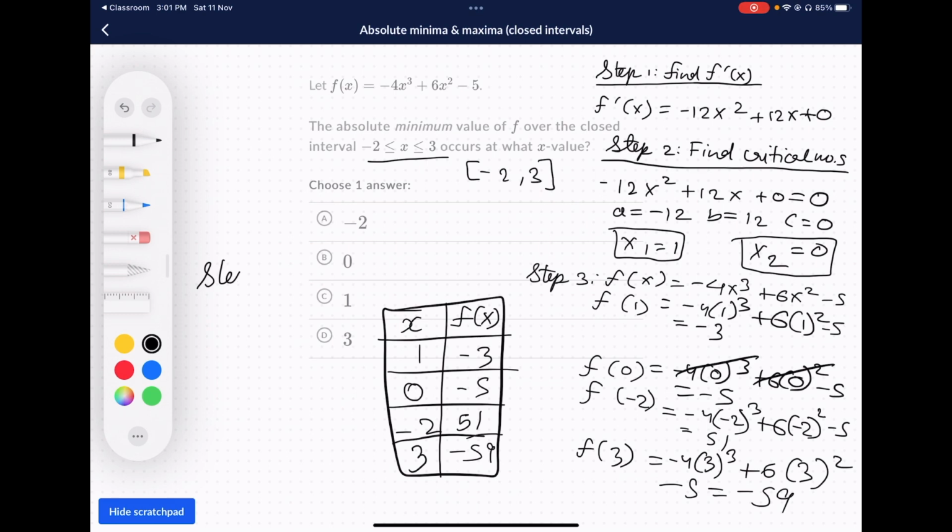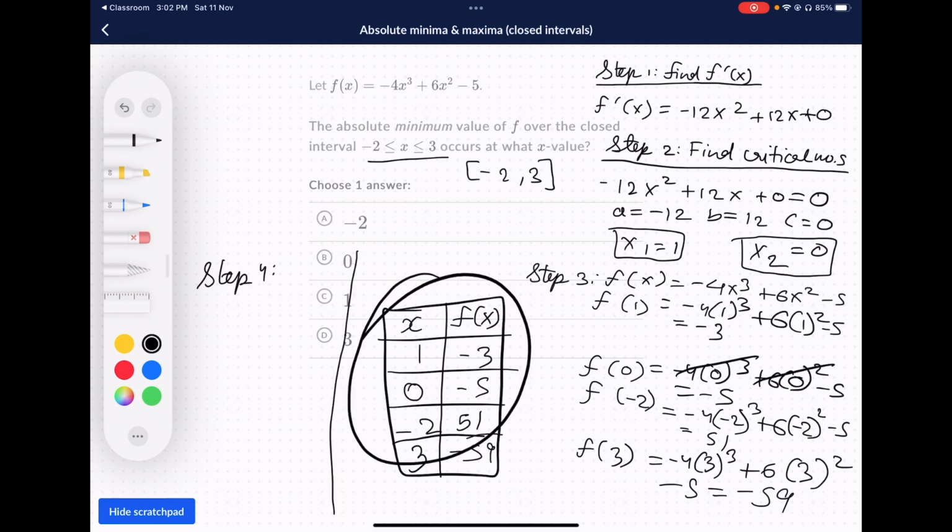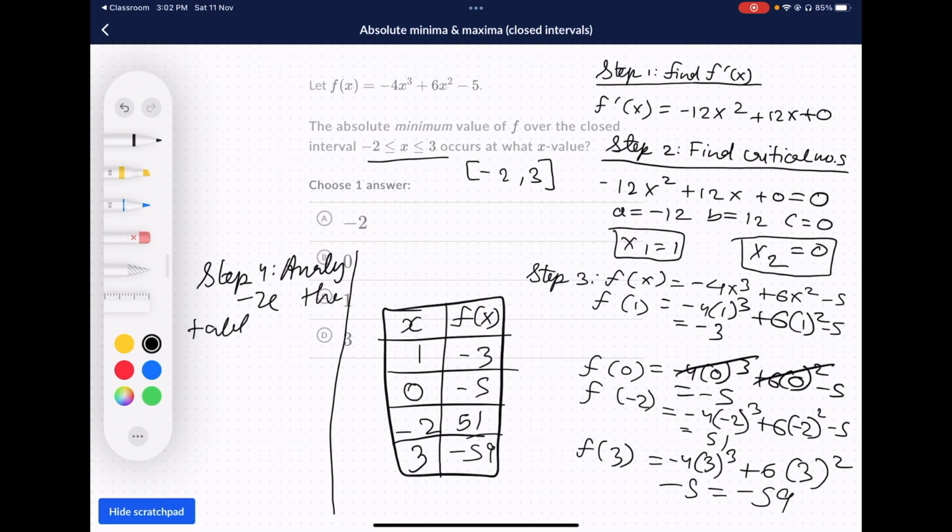For step 4, you have to analyze the given table. To find the absolute minimum, all you have to do is see which is the smallest number out of the f of x values. In our case, that would be negative 59, and then see what x value it has. So it's 3.